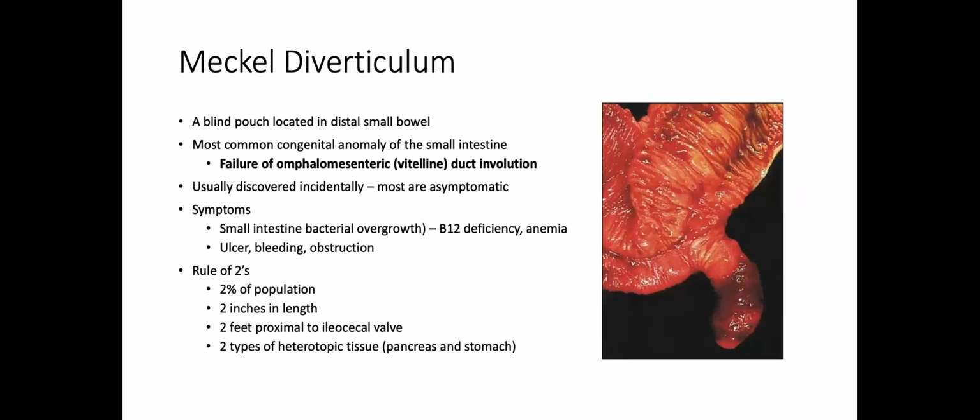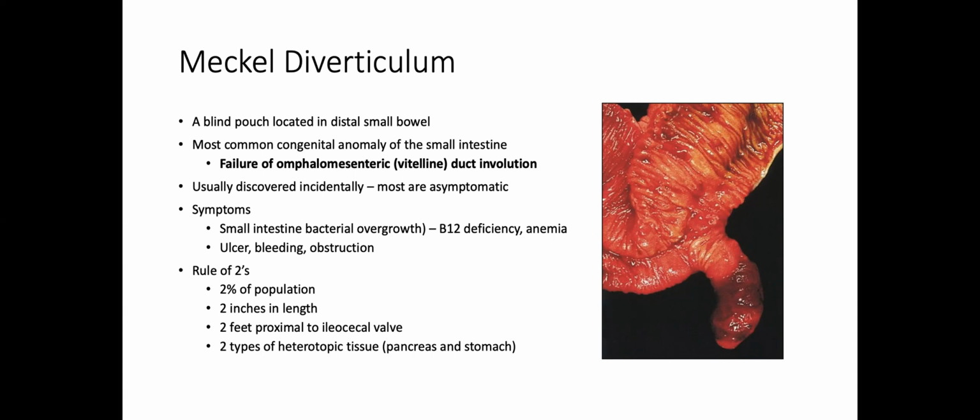Meckel's diverticulum is a blind pouch located in the distal small bowel, and it's usually a congenital abnormality, a failure of the omphalomesenteric or vitelline duct involution. Usually it is asymptomatic, and it can cause SIBO and result in B12 deficiency or anemia. It can also have ulcers, bleeding, and obstruction. And telescoping of the bowel can also be associated with Meckel's diverticulum.